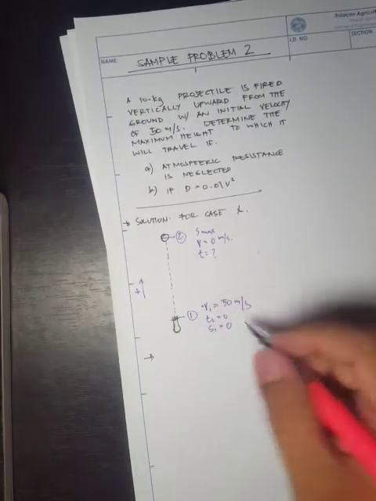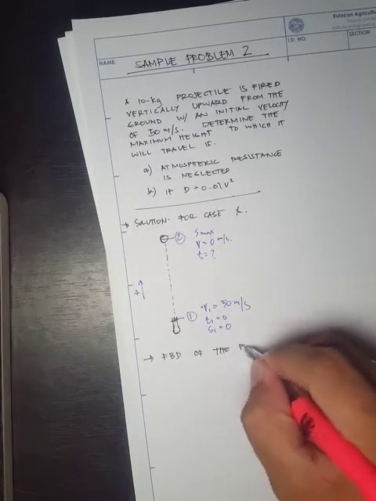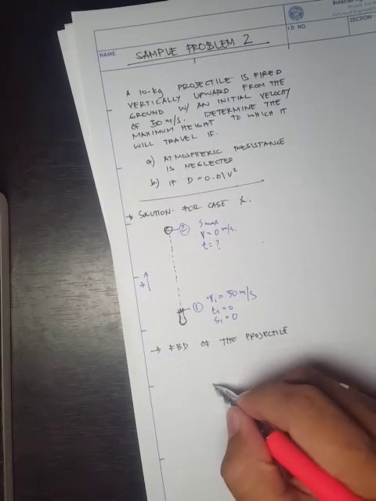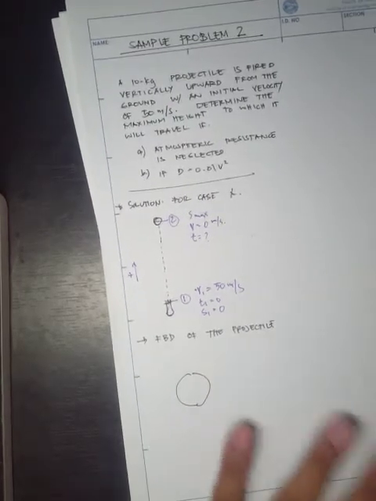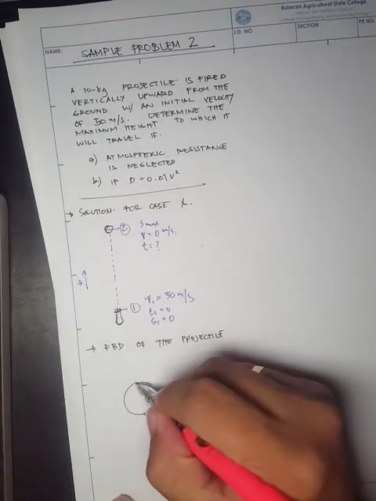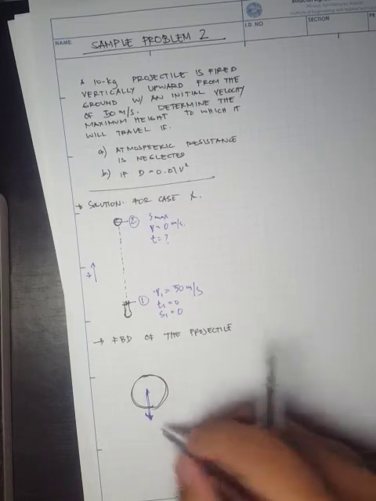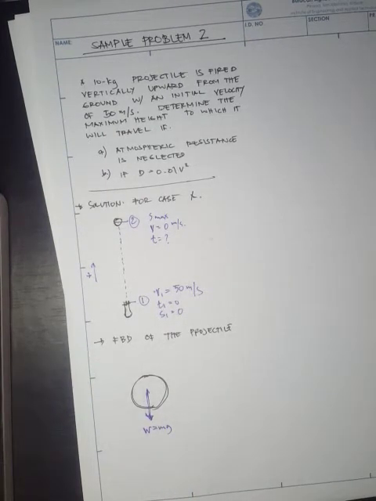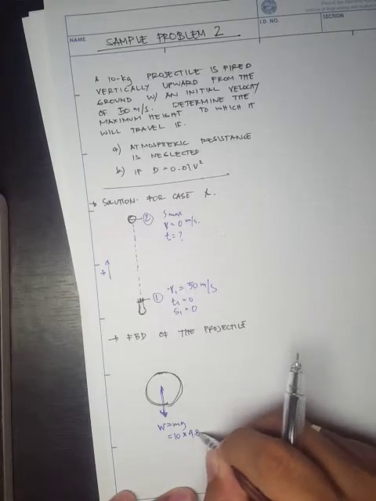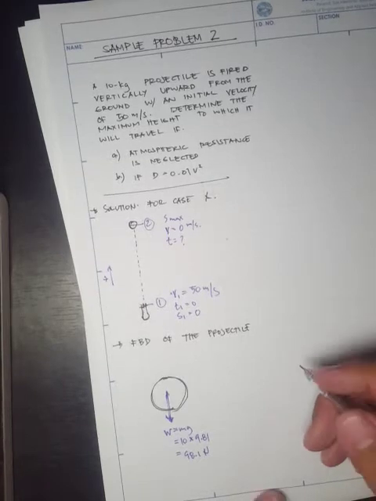So let's draw the free body diagram, FBD of the projectile. It says the atmospheric resistance is neglected, so this is our object here. The only force acting is the weight. Weight is equal to mg, which is 10 times 9.81, so 98.1 newtons. So that's our weight. For case A, we don't have to consider the resistance.